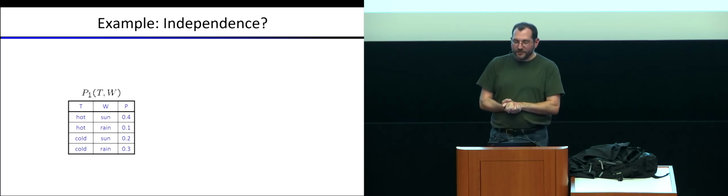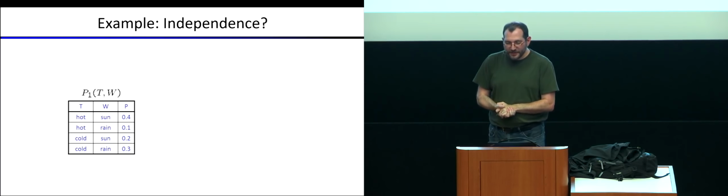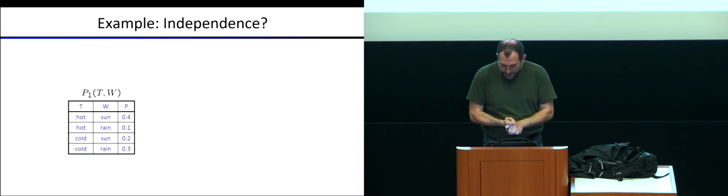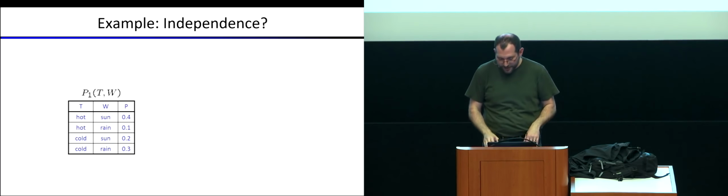Let's do an example. Here is a joint probability distribution over the variables T and W from last time. Remember, T was either hot or cold, it was the temperature, and W was either sun or rain, it was the weather. And here's some probabilities. There are many probability distributions over these variables. They all look just like that, but with different numbers. And of course, they all add up to 1, they're all positive, that kind of thing.